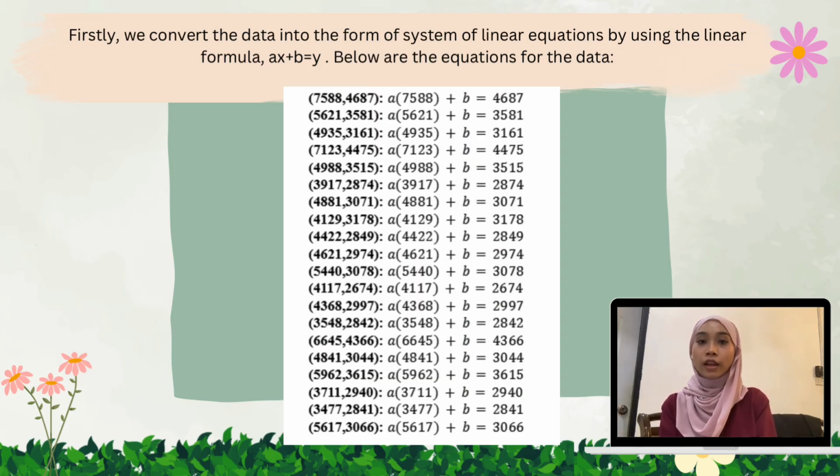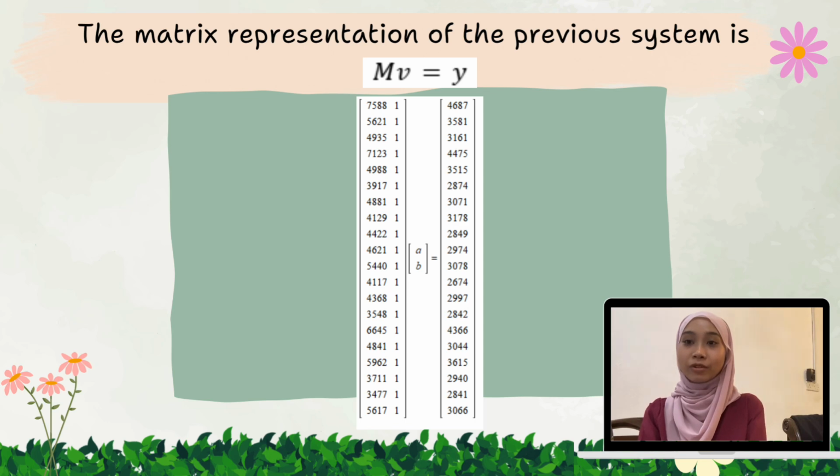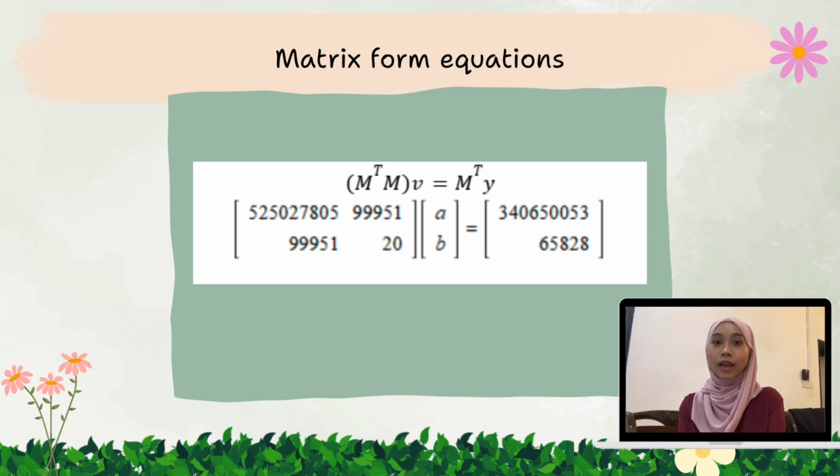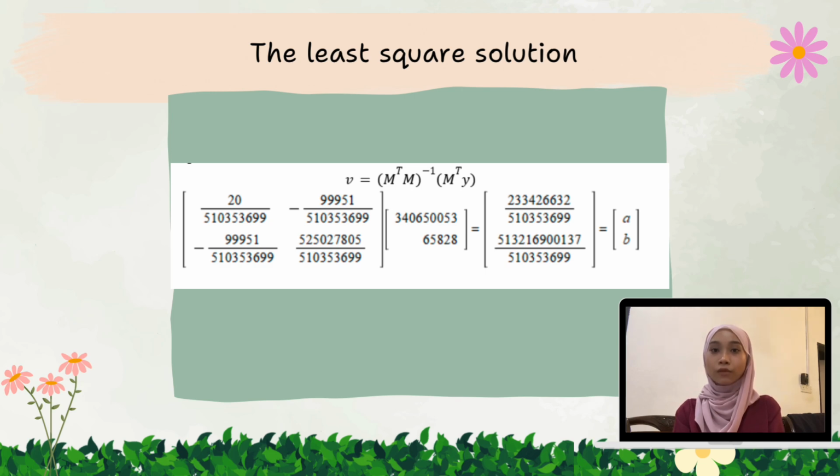Firstly, we convert the data into the form of a system of linear equations by using the linear formula ax plus b equal to y. Below are the equations for the data. The matrix representation of the previous system is MV equal to Y. Matrix form equations: we let M transpose M times V equal to M transpose times Y. For the least squares, we let V equal to (M transpose M) inverse times M transpose Y.